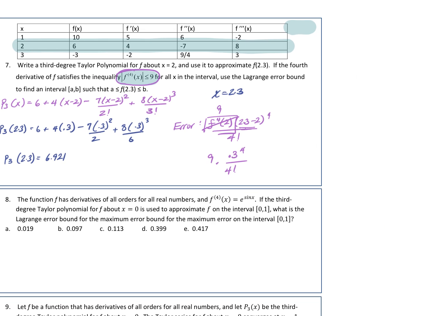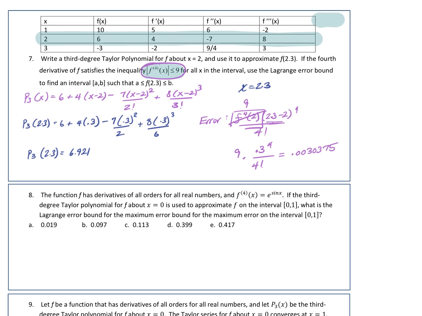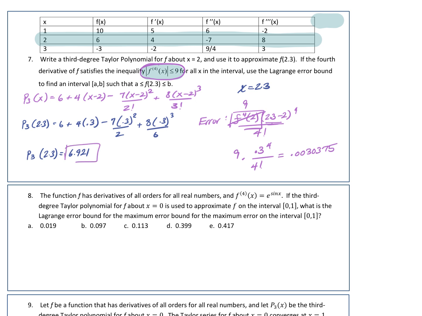So our max error, I put this in a calculator, is 0.0030375. So they want us to come up with a bound. So I guess that's why I did this. I feel like this maybe was an old calculator multiple choice question, which would make sense. So this is what we found it to be using the polynomial. This is my error, so now I can find an upper and a lower bound.